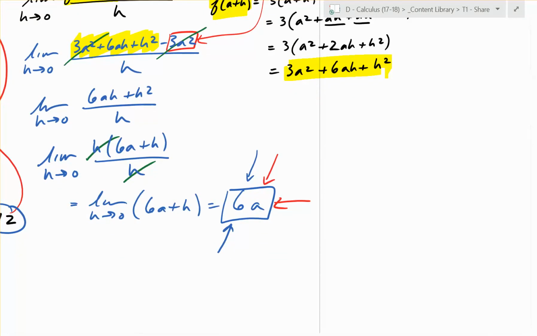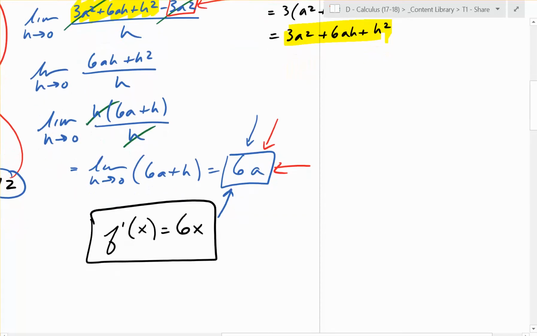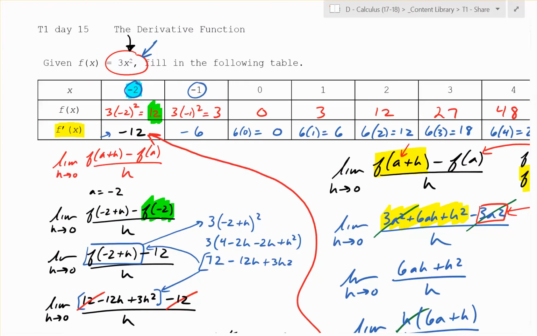Another way to write this is to say that the instantaneous rate of change of the function at x is going to be 6 times x. The instantaneous rate of change of the function f at x is 6x. This is the derivative. This is the derivative function right here. This is the derivative of f. This function gives you the instantaneous rate of change anywhere on the domain. You just have to multiply any of the x values by 6.